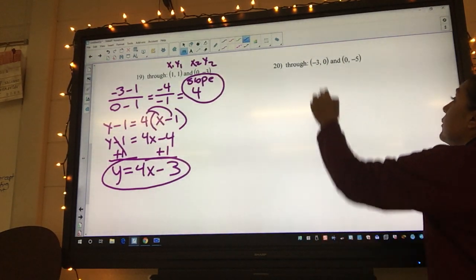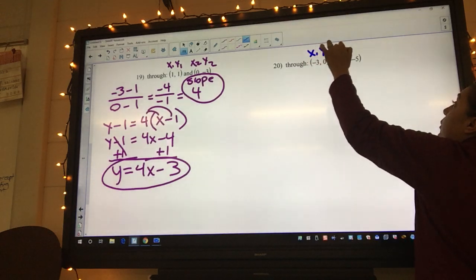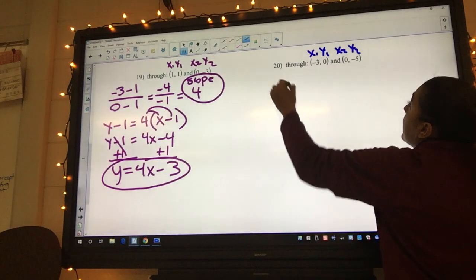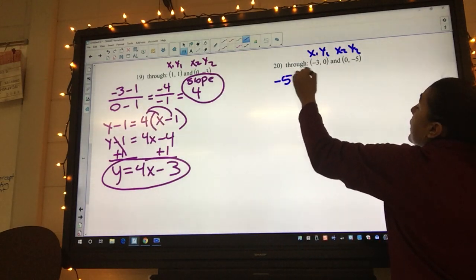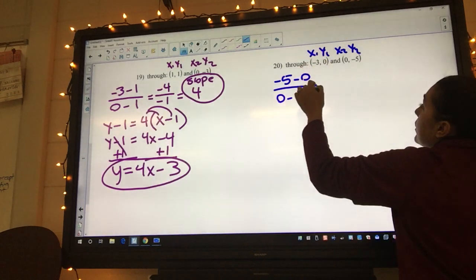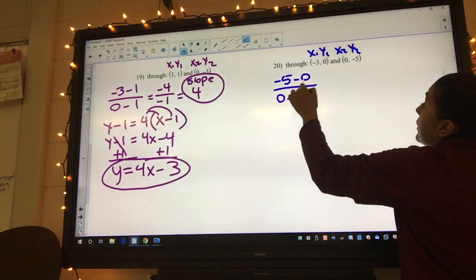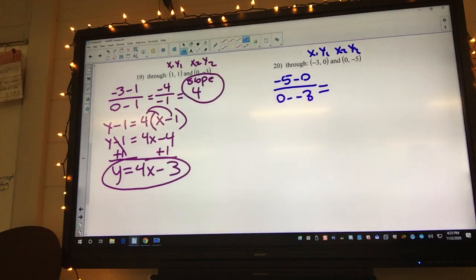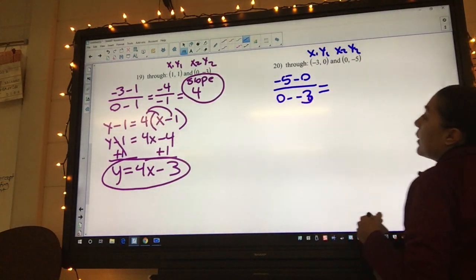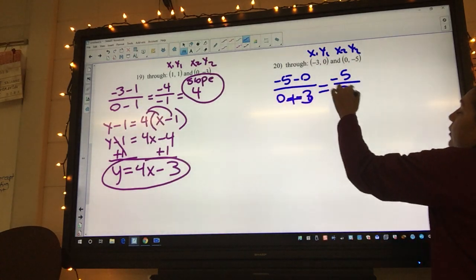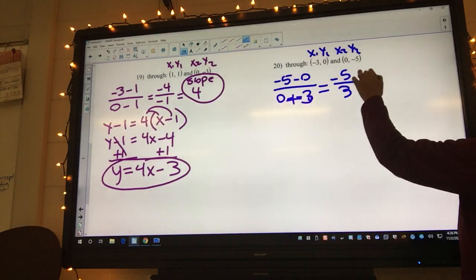Okay, and then the last one I gotta do is 20. So I got x sub 1, y sub 1, x sub 2, y sub 2. Okay, so I got negative 5 minus 0. And then I got 0 and x sub 2 minus x sub 1 would be negative 3. That's a 3, by the way. So I got negative 5, and these I can say to a plus over 3. This is my slope.